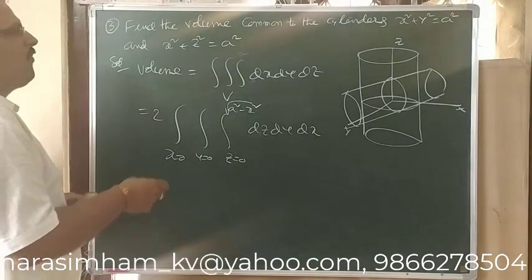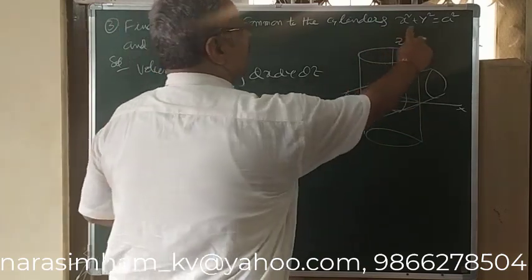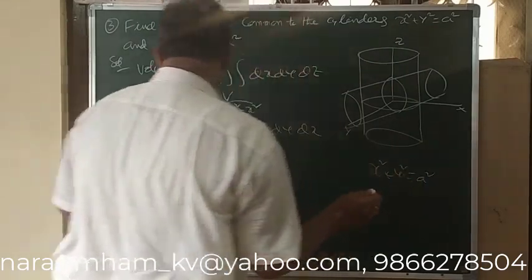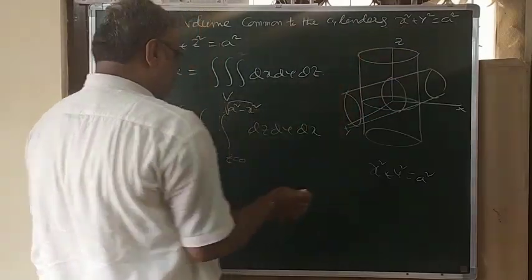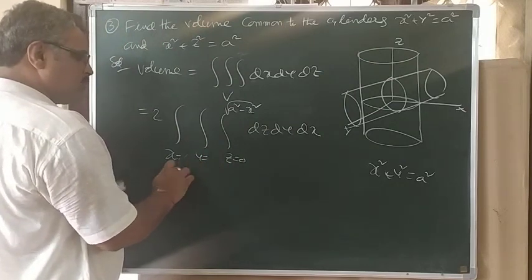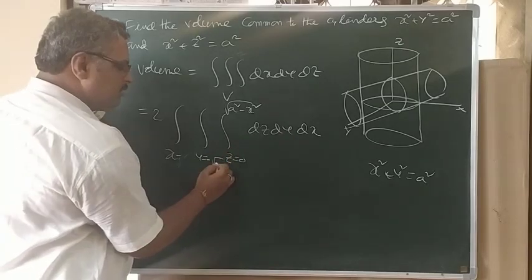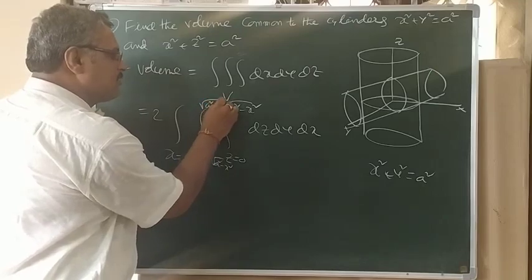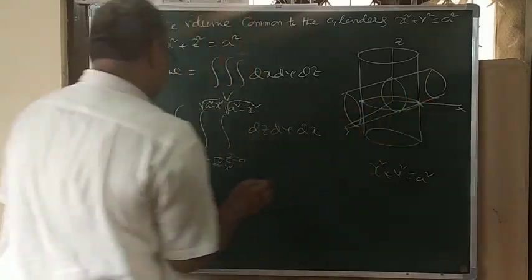Now the y limits. The projected region in the xy plane is a circle, x square plus y square equals a square. Referring to above the xy plane only, y goes from minus root over a square minus x square to root over a square minus x square. Now the x limits along the x-axis, from this point to this point, are minus a to a.